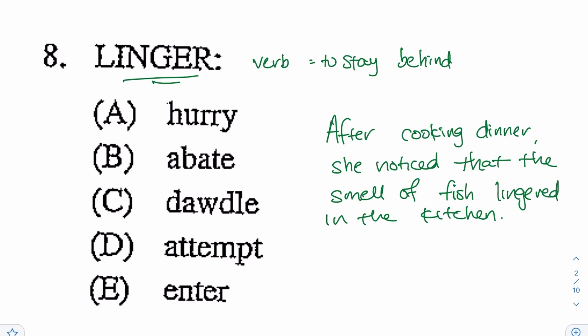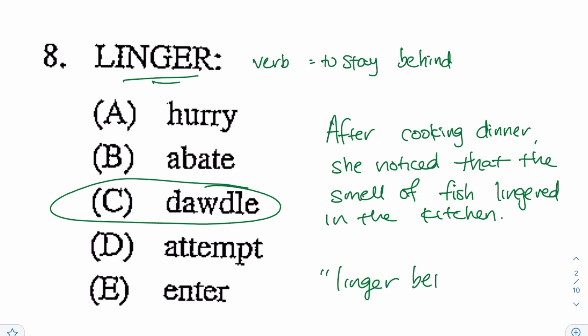So here, the closest one would be choice C, to dawdle. So dawdle means, usually it refers to a person who's like lingering, not leaving. So you can also refer to people who linger behind. Just means to stay behind. So you could talk about people or smell, just something that doesn't leave.